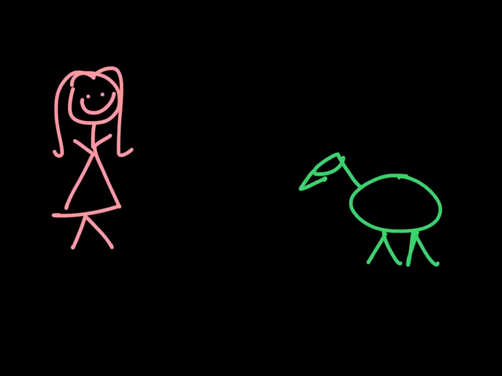The arrow, class, will point to the predator. I am the predator, so the arrow points to me. Remember, the chicken goes into my belly, so the arrow points to me, the predator.